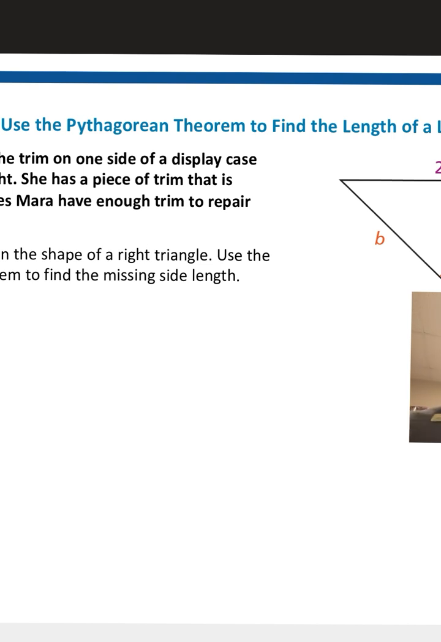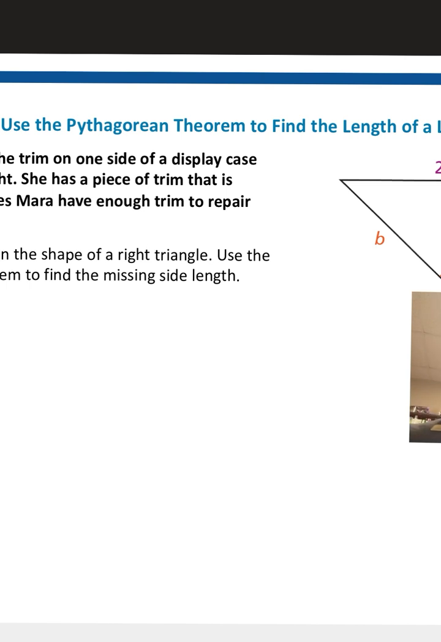All right, and we have one more example here that we're going to look at today before we get to work on our practice and problem solving. And I need a volunteer to read this problem for me. Thank you, Addie. Go ahead. Very good, very good. I really appreciate you reading that for us.